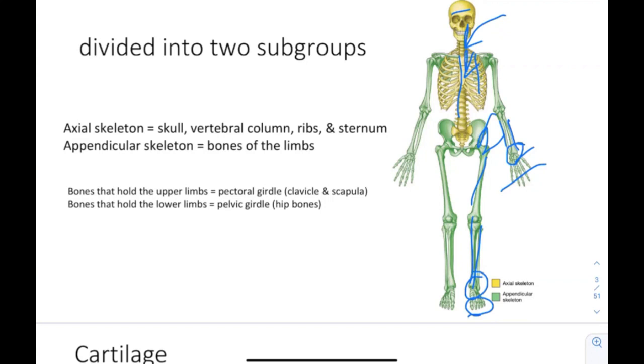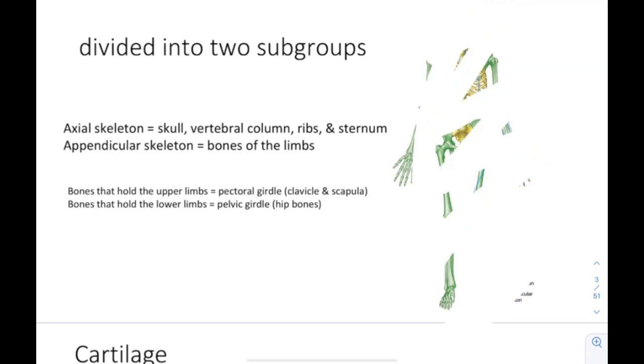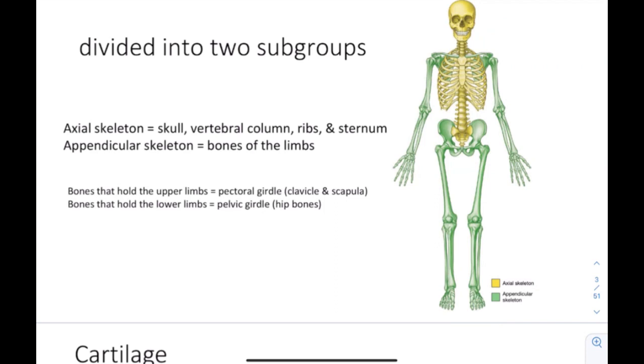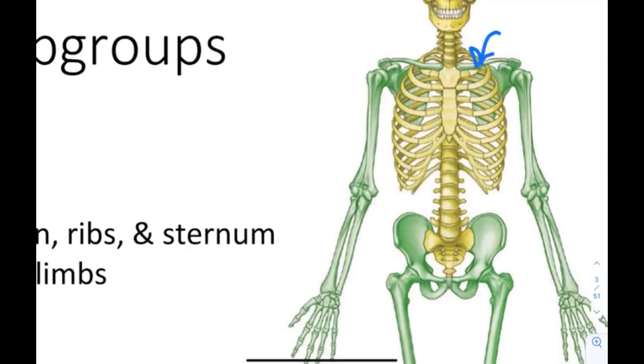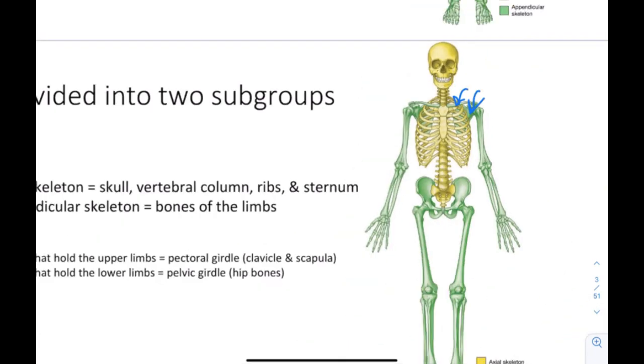Okay, so bones that hold the upper limbs are called the pectoral girdle, and they consist of two bones. The first one is the clavicle and the scapula. So the clavicle and the scapula together are called the pectoral girdle, and they hold the upper limbs to the trunk of the body. Okay, and the lower limbs are held by the pelvic girdle, which consists of the pelvis bone, also called the hip bones, which are three individual bones, but together it's called the pelvis or the hip bones.